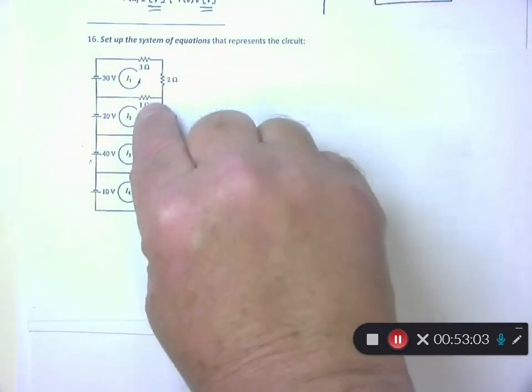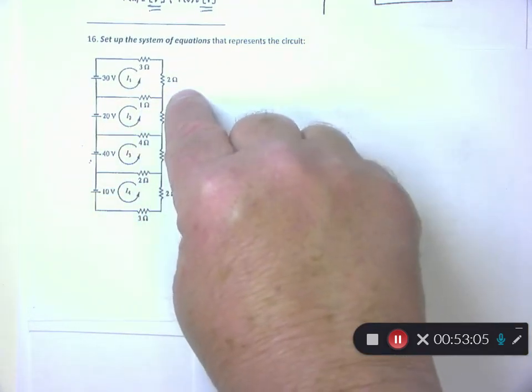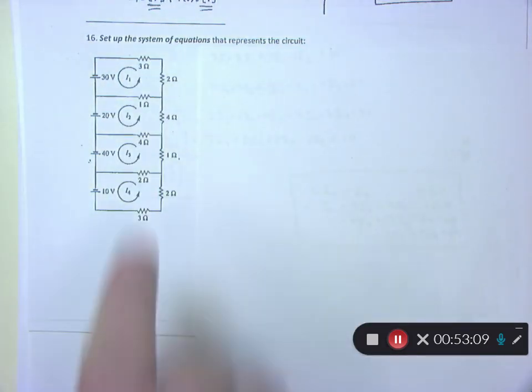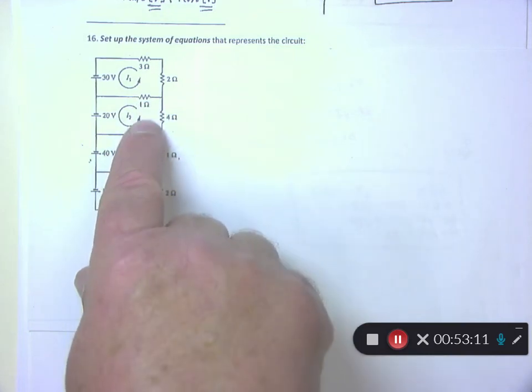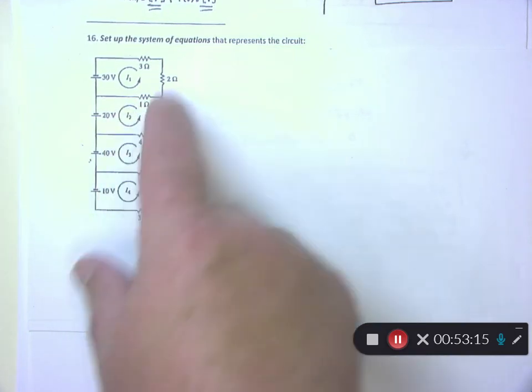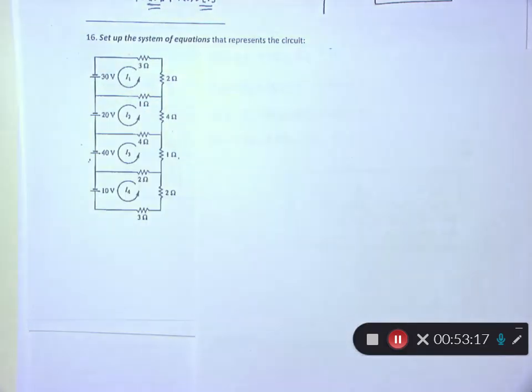And I've got 1 I1 plus 2 I1 plus 3 I1. But that 1 ohm here has an I2 current that's going to be going in the opposite direction. So you're going to have to subtract 1 I2. Does that make sense? And you set up your equation.